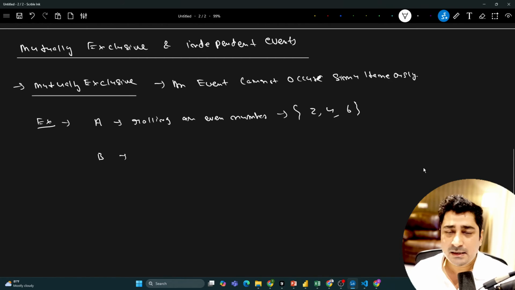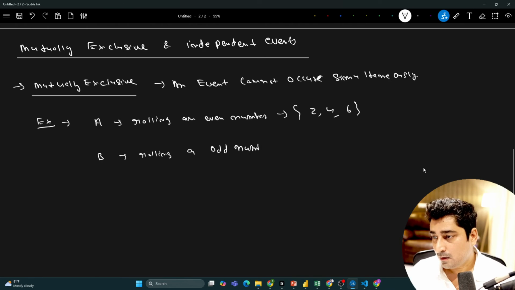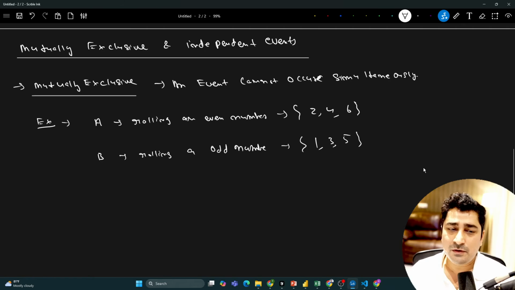And then there is an event B, where I'm asking what is the chance of rolling an odd number. Rolling an odd number is going to be 1, 3, and 5. So we can see over here that A and B are technically mutually exclusive events. It simply means that there is no intersection between A and B. There is nothing common between A and B.